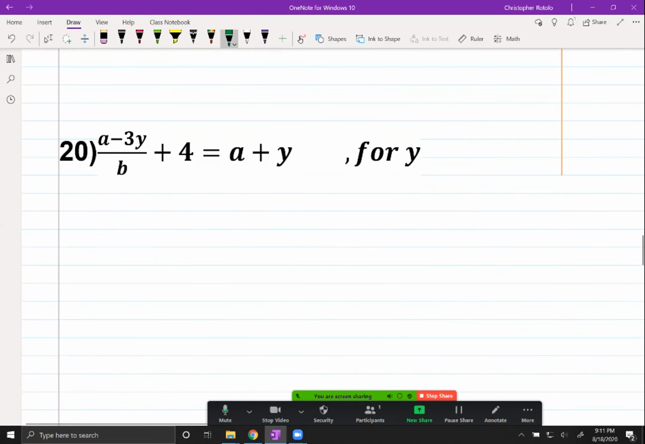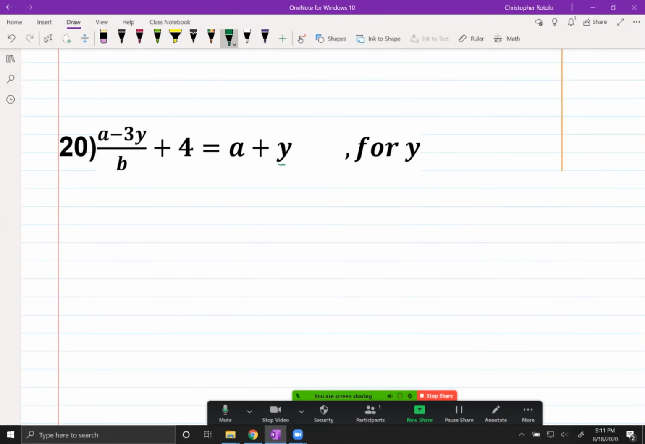All right, let's solve for y. I do see a couple of them all over the place, and in this case, at some point, we're going to go ahead and multiply by b. But let's not do that just yet. Let's move the 4, because I want to get this kind of fraction all by itself. And when you see it this way, hopefully that helps. So notice that this is over 1.